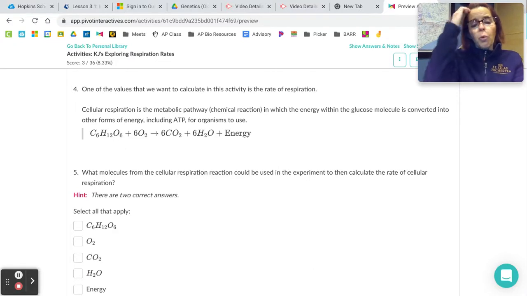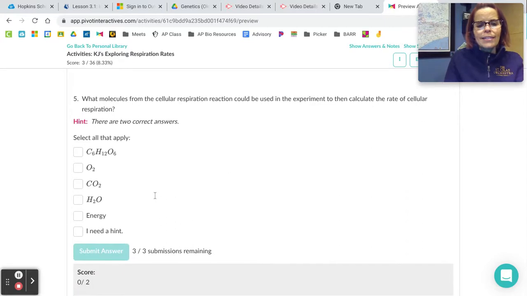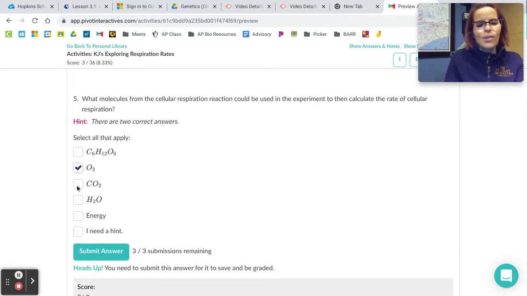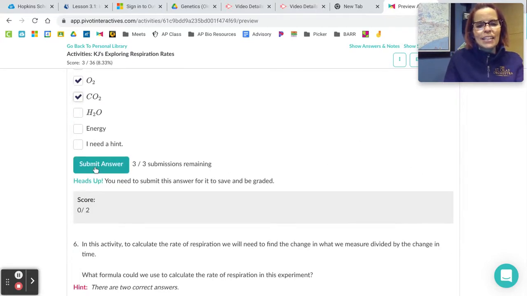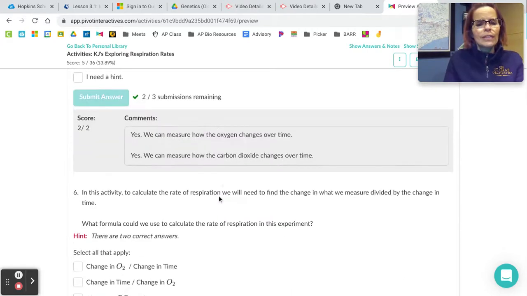Number 4, one of the values that we want to calculate in this activity is the rate of respiration, and it reminds you of the cell respiration formula. Number 5 says, what molecules from the cell respiration reaction could be used in the experiment to then calculate the rate of cellular respiration? In this case, we're going to go with O2 and carbon dioxide again. Hit submit answer. Moving on.